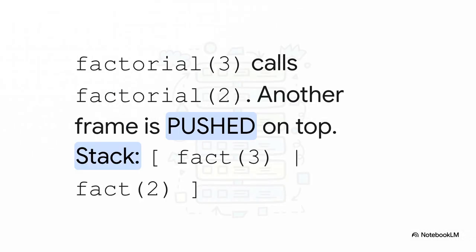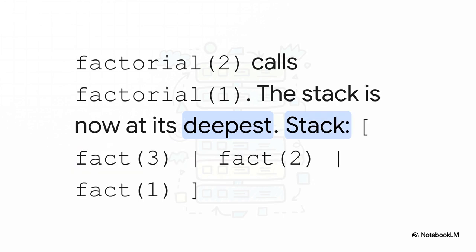But wait, factorial of 3 can't finish its job yet. To get its answer, it first needs to call factorial of 2. So the program pauses what it's doing with fact of 3 and pushes a brand new frame for fact of 2 right on top. You can see the stack is already getting taller.